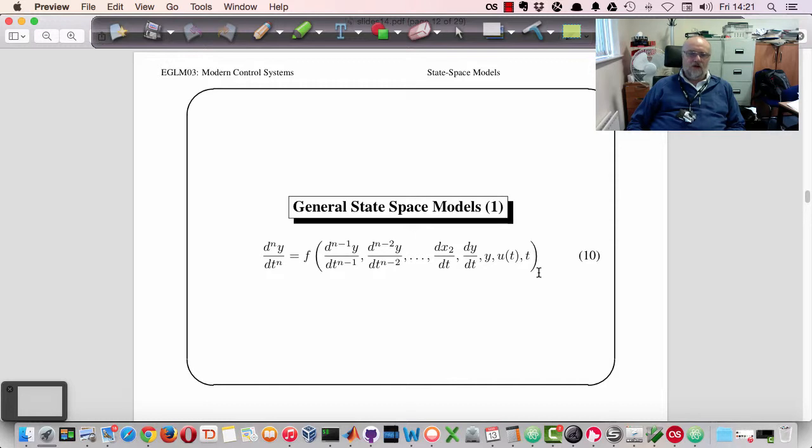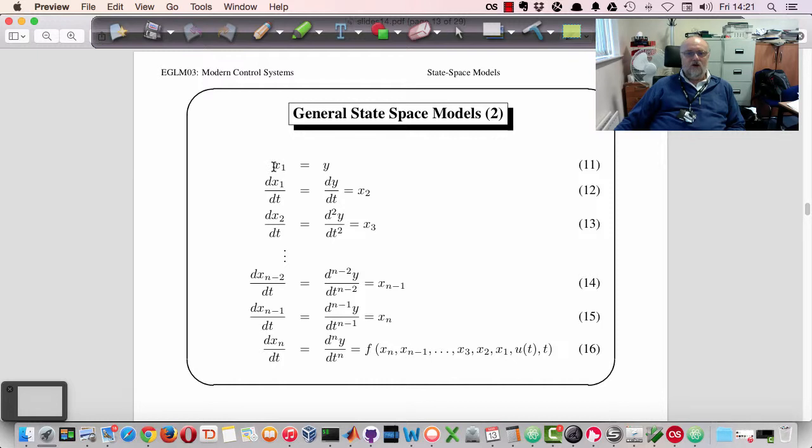And so in general, we can do this with any differential equation. Any nth order differential equation is going to have this format. There's going to be the highest derivative on the left, and then some function of all the other derivative terms from the n-1th down to the 0th derivative, plus the input, plus t. So these could be time-varying equations. So we have a general function like this, and that can be used to generate the state space models.